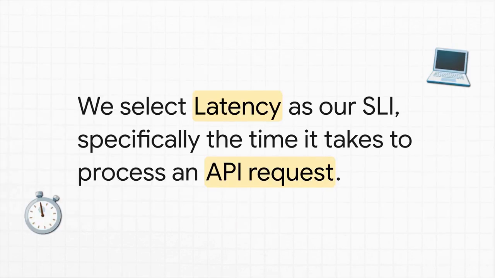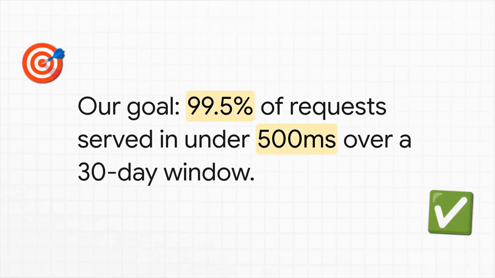First up, what do we measure? For an API that a user is actively waiting on, what matters most? Speed, performance. So we're going to choose latency as our SLI. Simple as that. How fast are we? Now look at how specific this is. We're not just saying the API should be fast. We're making a very precise promise. Over a 30-day window, 99.5% of all requests will finish in under half a second. That's a promise you can measure.